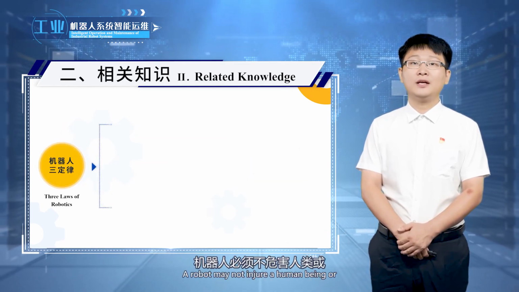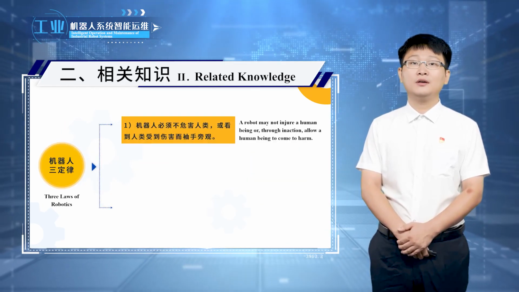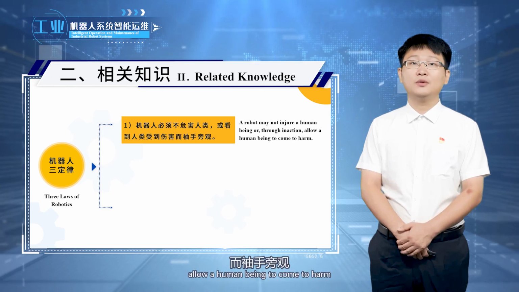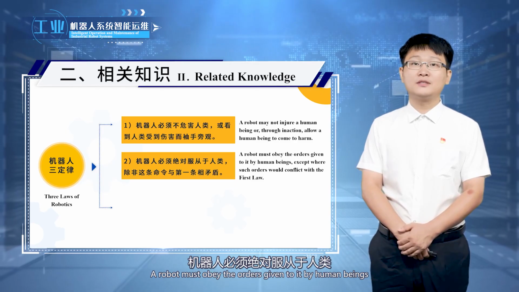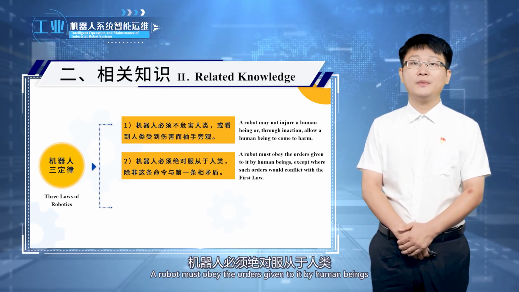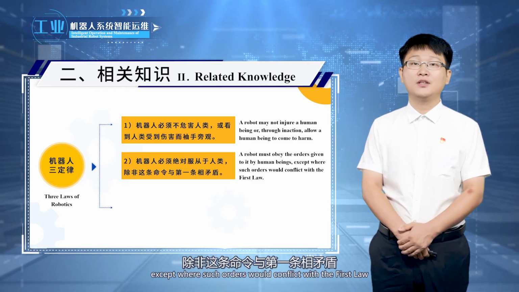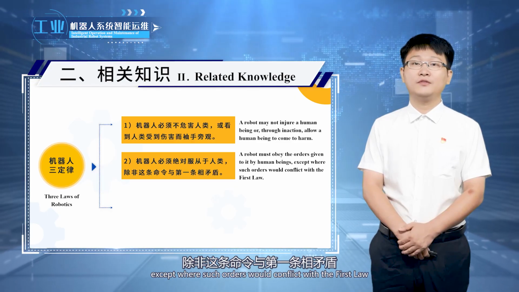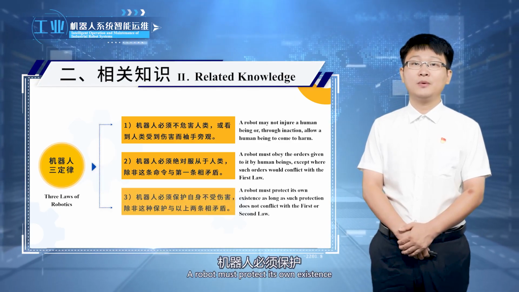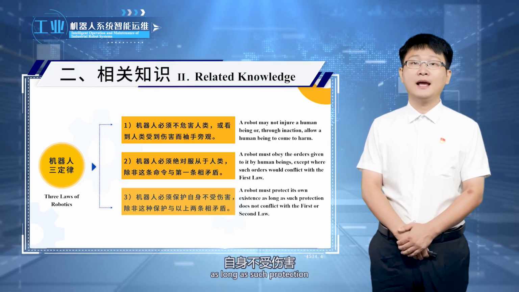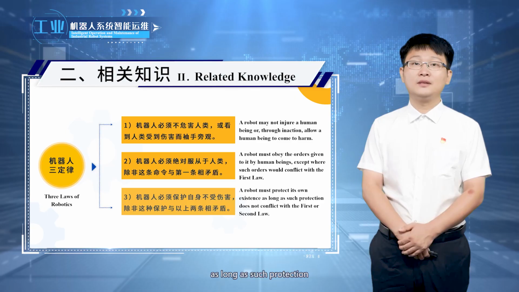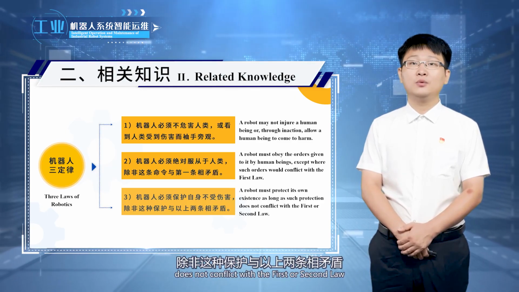A robot may not injure a human being or, through inaction, allow a human being to come to harm. A robot must obey the orders given to it by human beings, except where such orders would conflict with the first law. A robot must protect its own existence as long as such protection does not conflict with the first or second law.